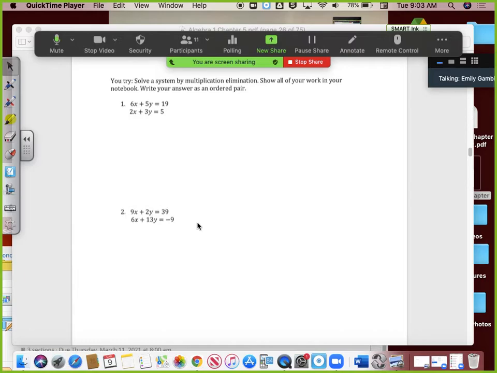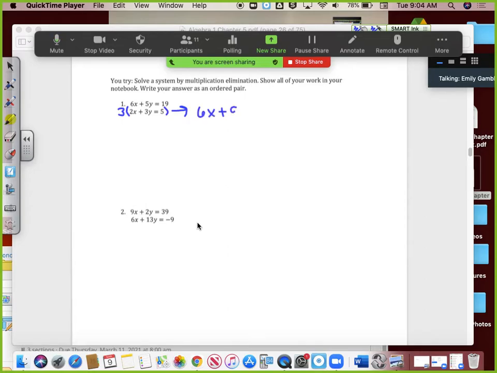Alright, so we have enough time to go over these answers. I'm going to go through the solution with you. So for number 1, the easier variable to eliminate is definitely what? X. And that's because I can take the second equation and turn it into a 6x by multiplying everything by 3. So here's what the second equation will look like then.